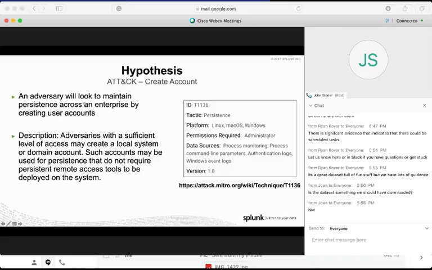But from our hypothesis at this point, within ATT&CK, there is actually a technique called create account. Information's there on the right-hand side. Our hypothesis that we've created is the adversary will look to maintain persistence across an enterprise by creating user accounts. Okay. The description below is pulled directly from MITRE. The technique link is there as well for reference. Okay. So we're looking for account creations for persistence.